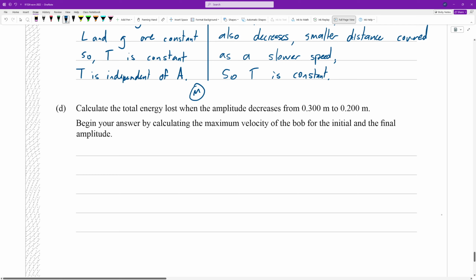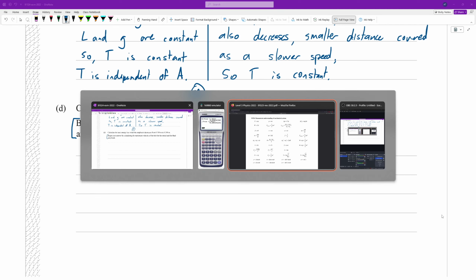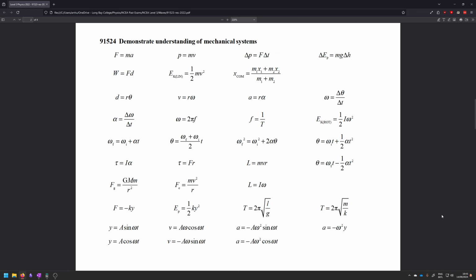Alright, question D. Calculate the total energy lost when the amplitude decreases. Begin by calculating the maximum velocity for the initial and final amplitude. Alright, so they've given us a prompt to get started, so let's do that. Let's have a look at our formula sheet. How can we find velocity, maximum velocity?